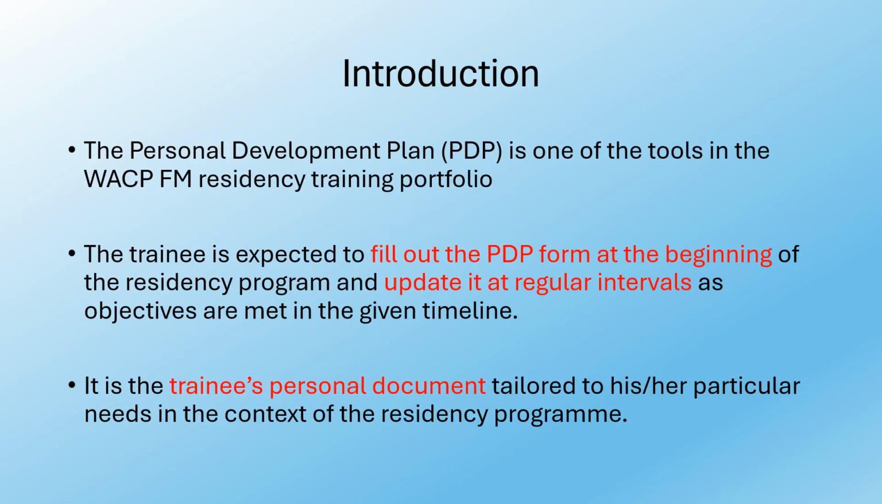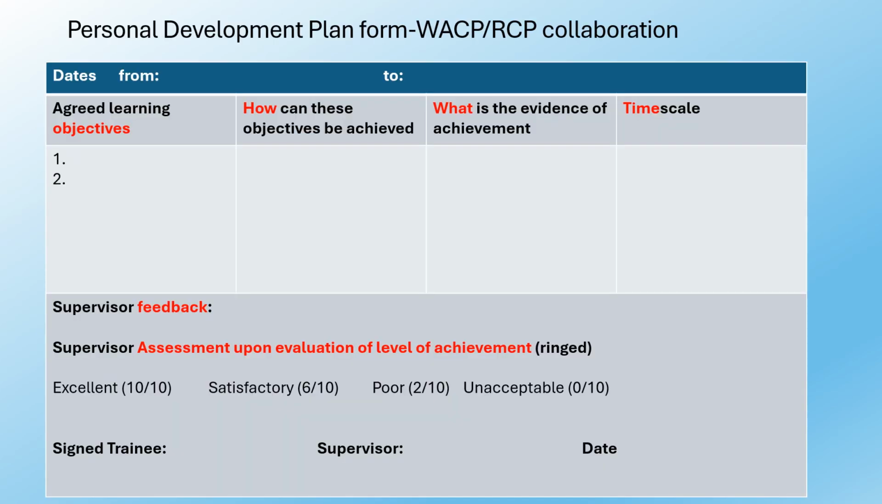The personal development plan is one of the tools you find within the training portfolio. This form that you find in the portfolio is expected to be filled by the trainee at the beginning of the residency program and usually updated at regular intervals as the objectives are met within the timelines given. It is a personal document to the trainee, and its content is usually tailored to the needs of the trainee in the context of the residency program.